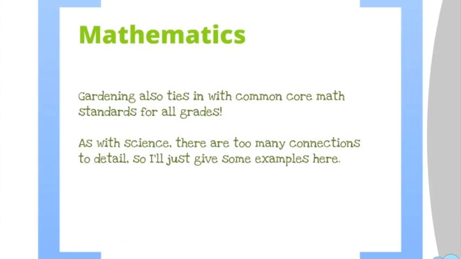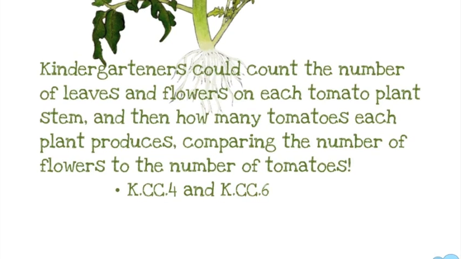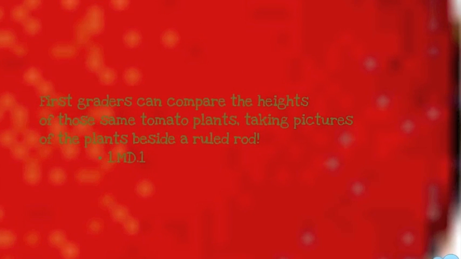Let's look at math, because math also ties in with gardening for those Common Core math standards for all grades. There are too many connections to go into here, so let's just look at a few examples for each grade. Kindergartners could count the number of leaves and flowers on each tomato plant stem, and then how many tomatoes each plant produces, comparing the number of flowers to the number of tomatoes. First graders can compare the heights of those same tomato plants, taking pictures of the plants beside a ruled rod.